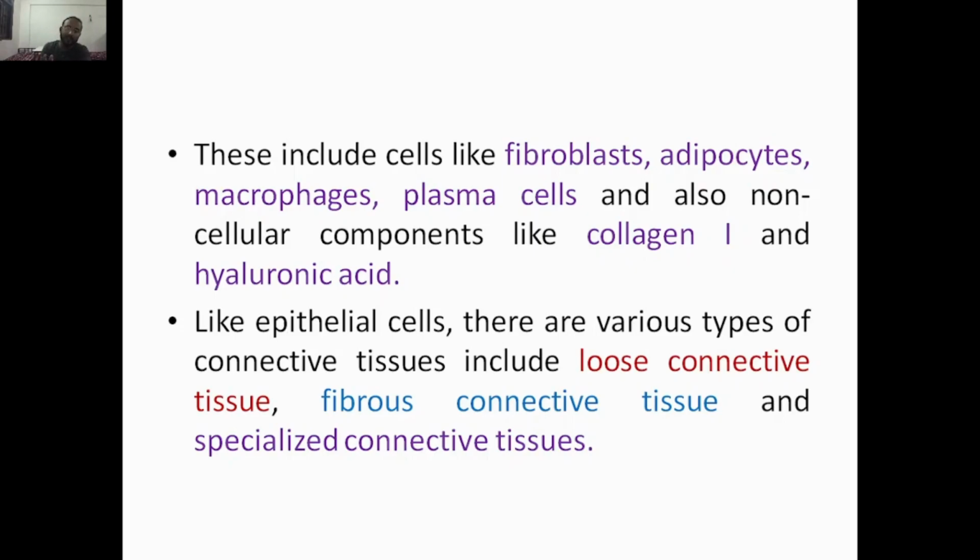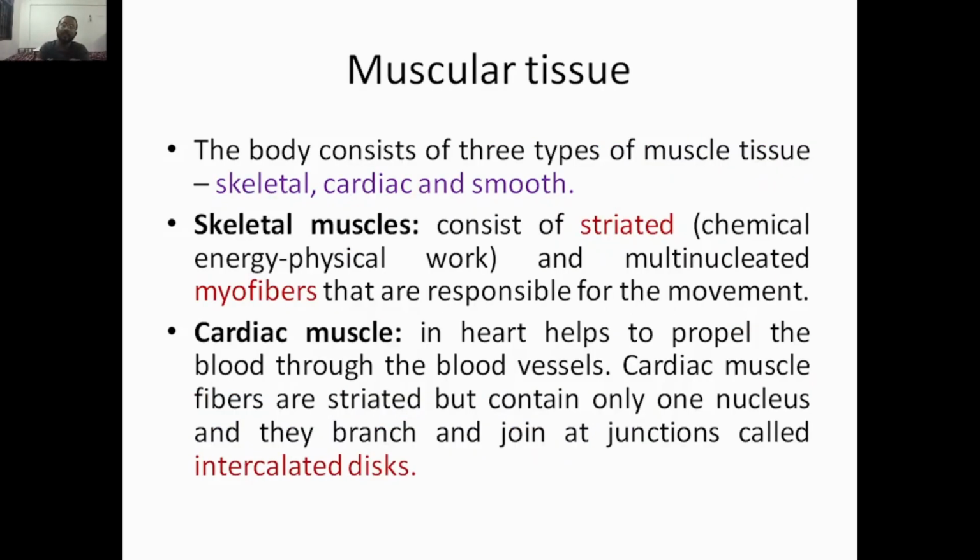Plasma cells, collagen also, hyaluronic acid also. So like epithelial cells, there are various types of connective tissues. In epithelial cells, based on the geometry, it was columnar, laminar, all those things were there, right? Stratified, pseudo-stratified, and all. Here in connective tissue, we have 3 types. Loose connective tissue, which is loosely packed. Then the fibrous connective tissue, where a lot of fibers are involved, and specialized connective tissue, which we see in different parts of the body and which is different from the loose connective tissue and fibrous connective tissue. That was about connective tissue.